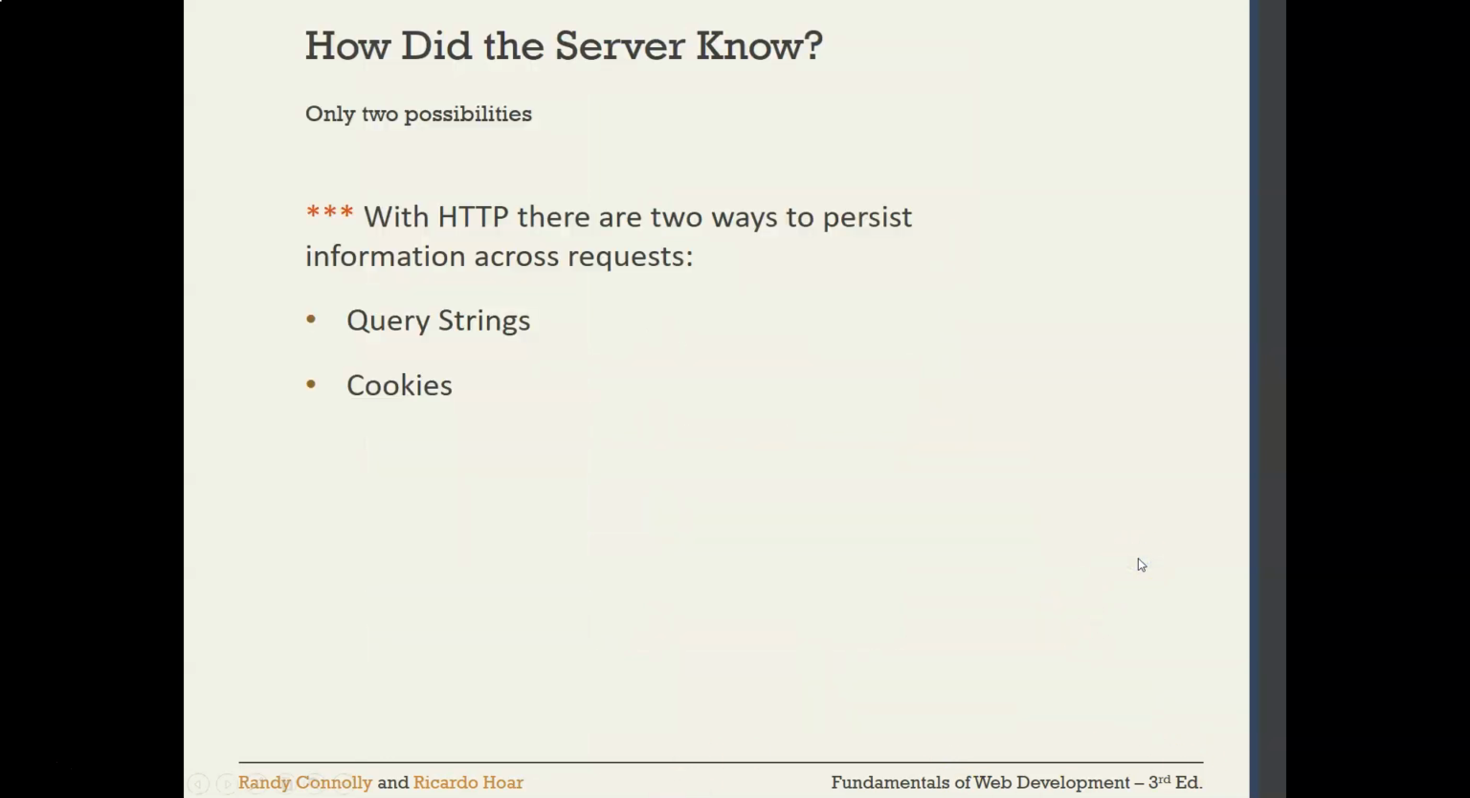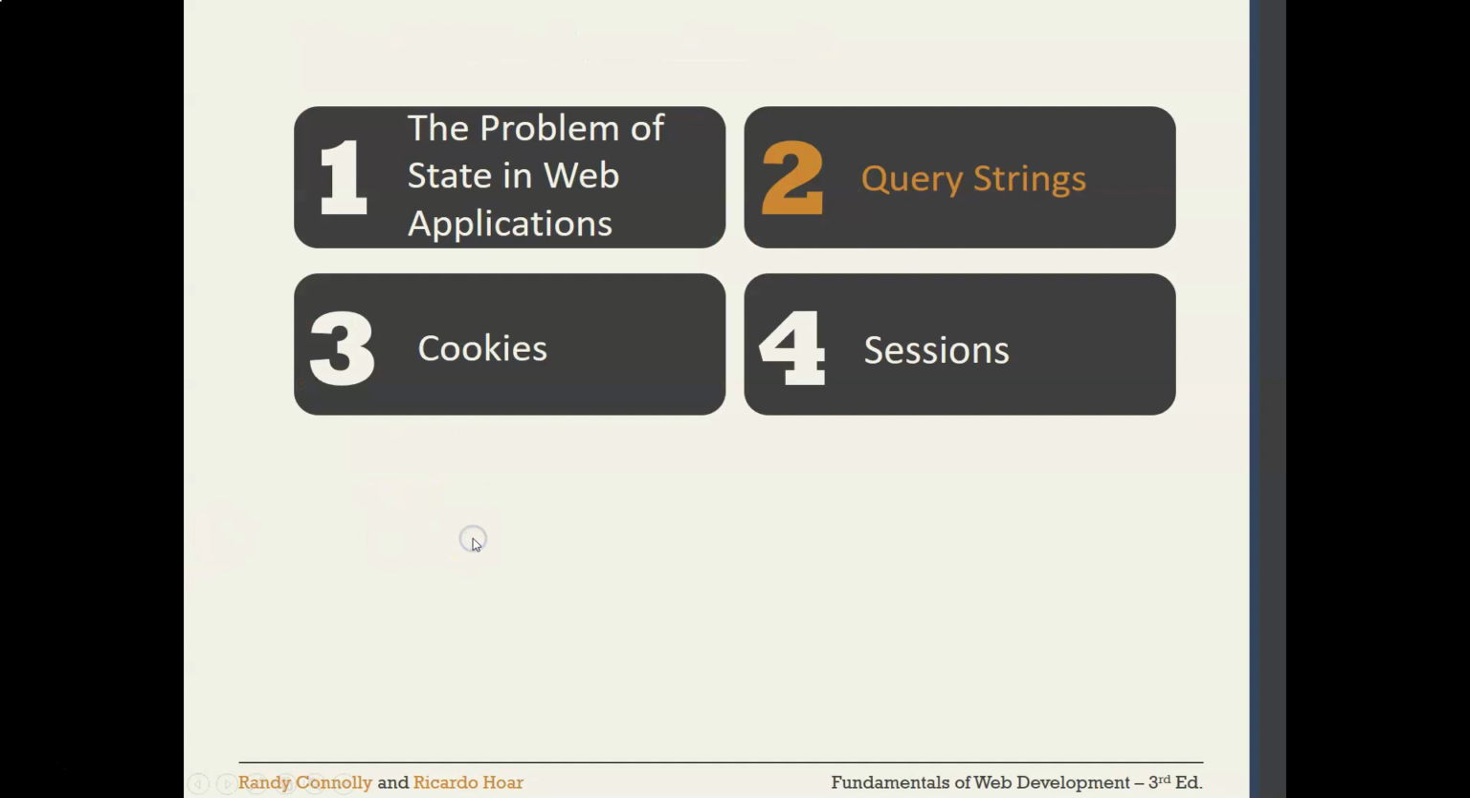So how did the server know? Well, there's really only two possibilities. There's actually a third around logins, which we'll worry about later on in the security section. But by and large, there's two possibilities. And we're limited to what HTTP gives us. HTTP gives us query strings, and it gives us cookies. And that's it. That's what we're limited to. That's what we have to work with.